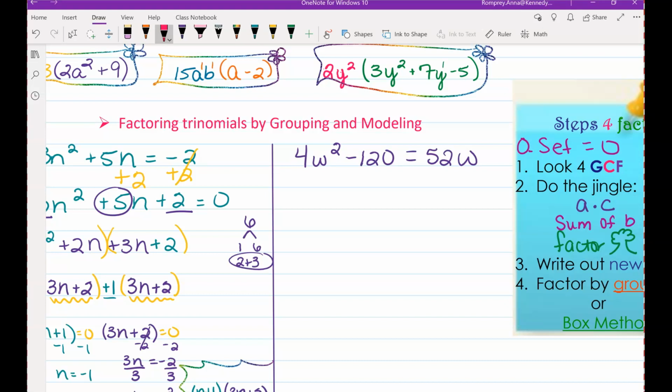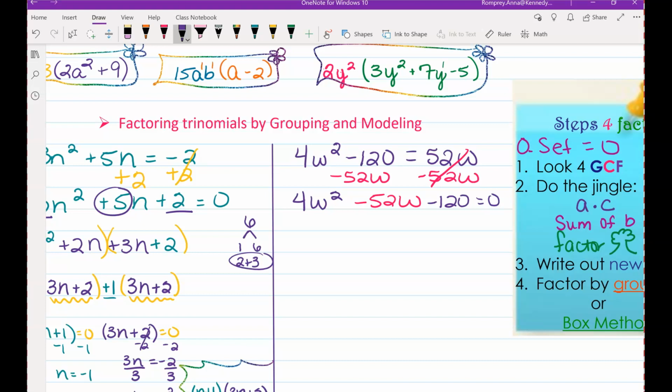All right, so that's where I'm gonna start. I'm going to take this 52w and move it over with everything. So I'm going to subtract 52w from both sides. And when I write it, I'm going to make sure that I put it in standard form. So 4w squared, and then my w, so minus 52w minus 120. All right, now that everything equals 0, now I can find my zeros, my solutions, my roots. Okay, so first, let's look for that GCF. 4, 52, 120. All right, so 4 and 120, 4 and 12, 4 goes into both. Does 4 go into 52?